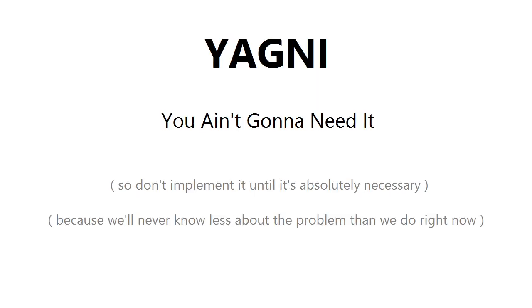Something to keep in mind. YAGNI, you ain't gonna need it. So don't implement it until it's absolutely necessary, because we'll never know less about the problem than we do right now. So if you're writing that program, just write it for the console first, if that's easier. Just do some standard out text stuff, dump it out to the console with a little debugging and logging info, and don't write that big, bright, shiny user interface because you may never need it. That program might not come into full fruition and it might get tossed aside.